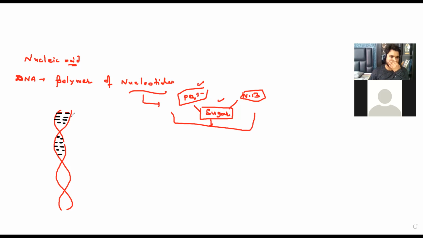As I already told you, the more nitrogenous bases, the more is the length of DNA. Suppose I say my DNA contains 5,000 base pairs, and your DNA contains 10,000 base pairs. Whose DNA is longer? Yours, because you have more base pairs. So the more base pairs, the more is the length of the DNA.